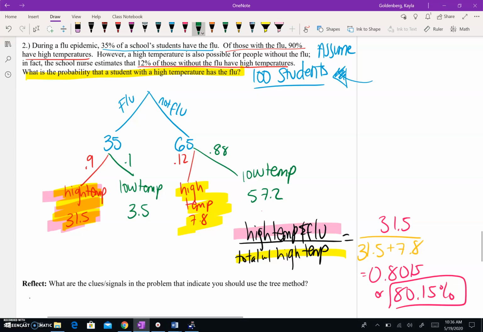Think through what kind of clues typically are happening to indicate that you use the tree method. Typically, these kind of problems look like this. They have multiple percentages, and they also have kind of yes or no's or two conditions is what you might be noticing. A very common example of this nature is a factory making parts and having parts that work and parts that have a defect or a problem in them.